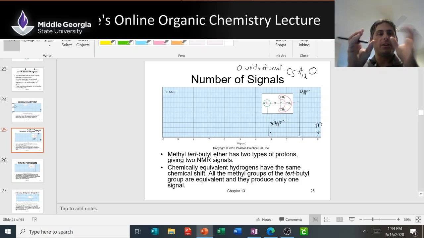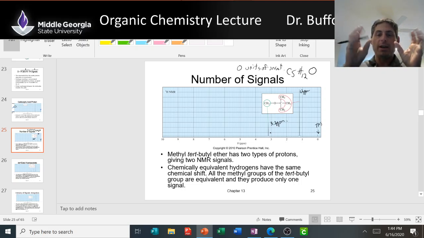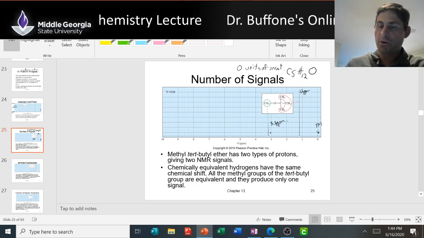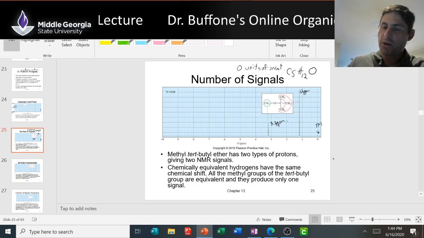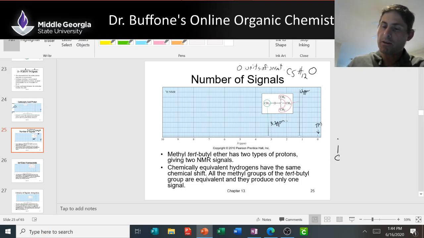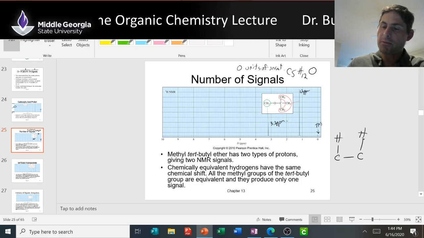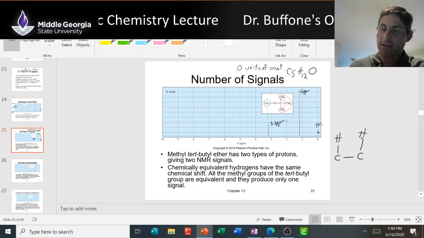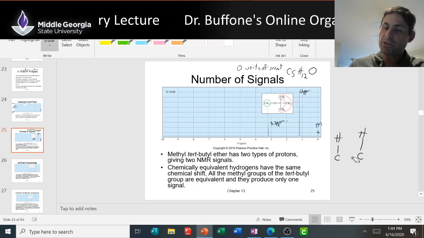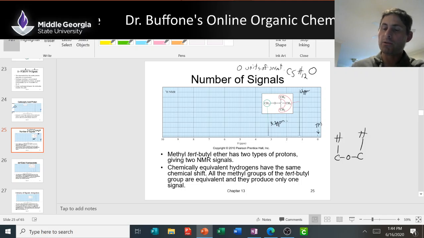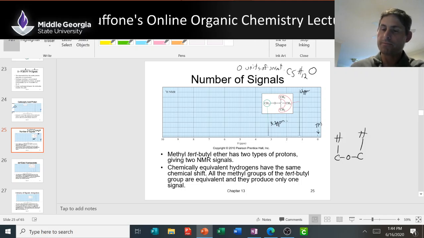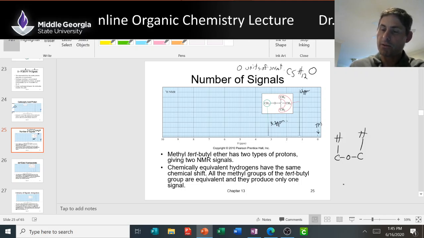So I don't have a carbon with protons next to another carbon with protons. These would be neighbors and they would split each other. I don't have any of that. So I have a spacer atom, like an oxygen, or even a carbon in between that doesn't have any protons on it, right?